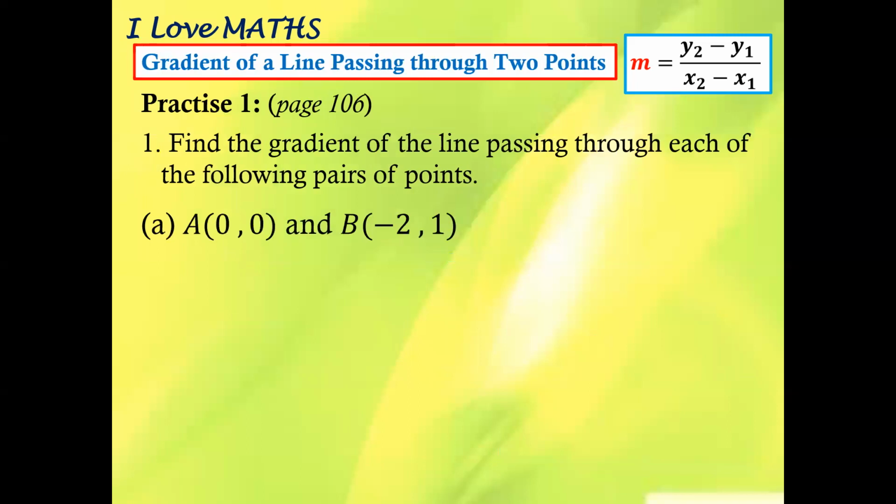Let's have a practice. Find the gradient of the line passing through each of the following pairs of points. A (0, 0), B (-2, 1). Pause this video and try to solve the gradient value in your journal.